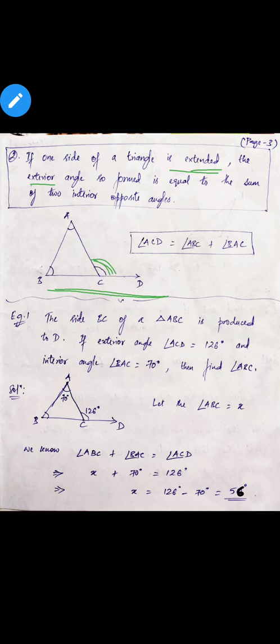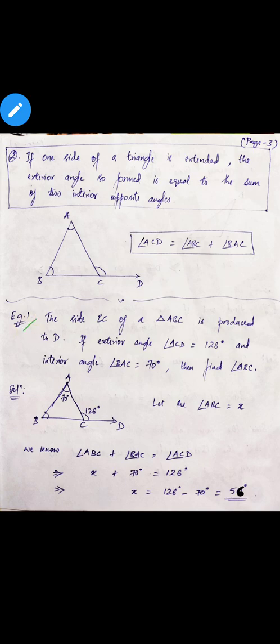Okay, so what this property is saying is this exterior angle is equal to this angle plus this angle. Okay, angle ACD equal to angle ABC plus angle BAC. So this is the second property. So based on this second property, let us look at an example.